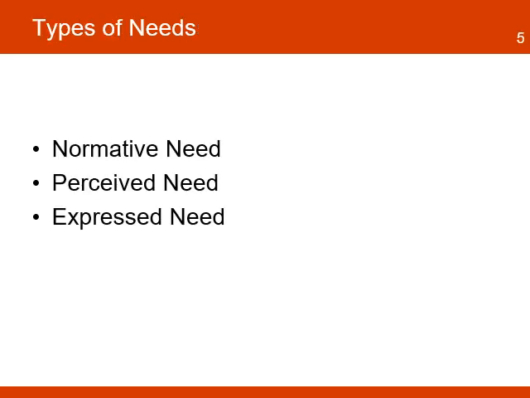In general, there are 4 types of needs that the organization can use to categorize its needs assessment process. These are normative need, perceived need, expressed need, and relative need. It's important to make these distinctions as the definition of need can vary from person to person and can even change over time.